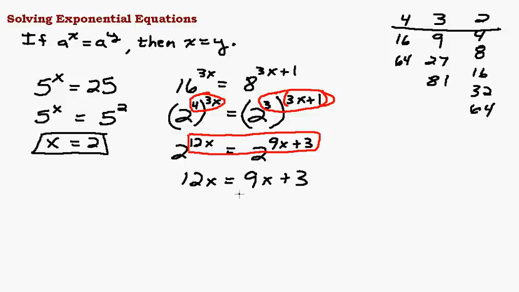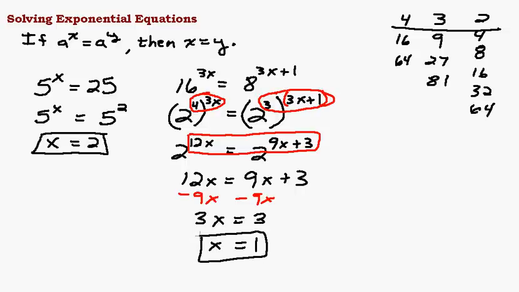So I have 12x equals 9x plus 3. Now, using this rule up here, I've created a linear equation that's going to help me solve my exponential equation. Now, all I have to do is get x by itself. So I'm going to subtract 9x from both sides. That gives me 3x equals 3. Divide both sides by 3 gives me x equals 1, and that is my answer.